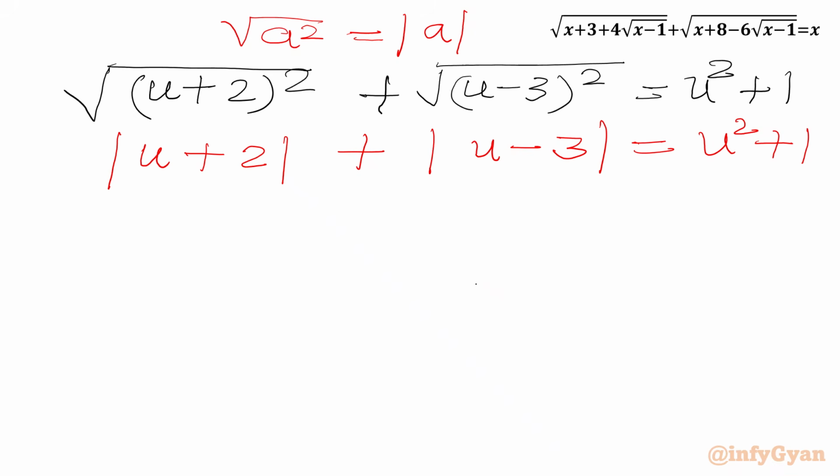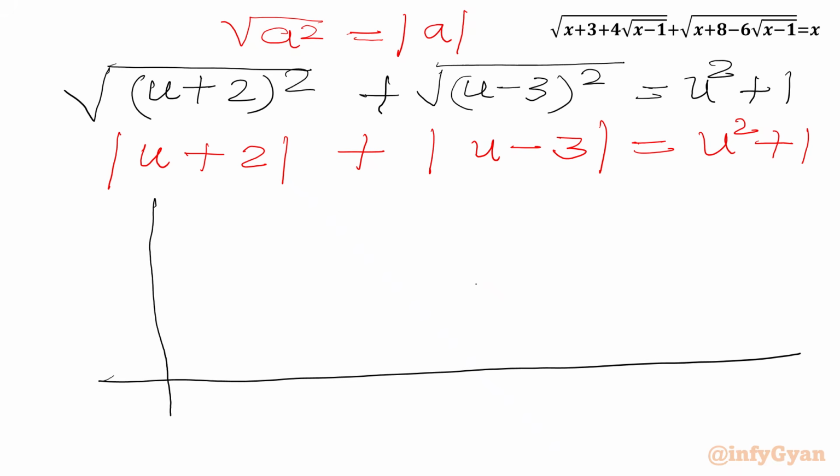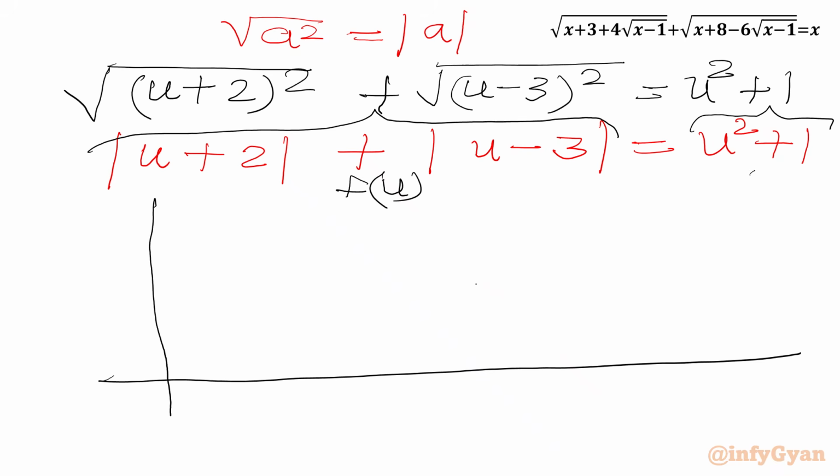Now we are going to use the graph of LHS and RHS. Let us assume the left hand side is f of u, and the right hand side is g of u. So I will draw the curve of f of u and the curve of g of u. I need to write here u axis, and here we will write f(u) and g(u). Our condition on u is u must be greater than or equal to 0.